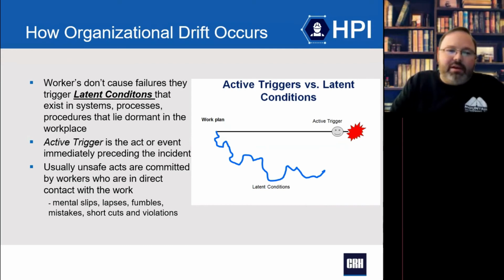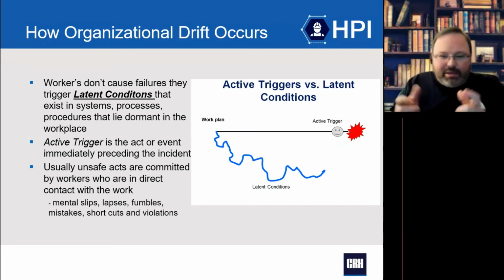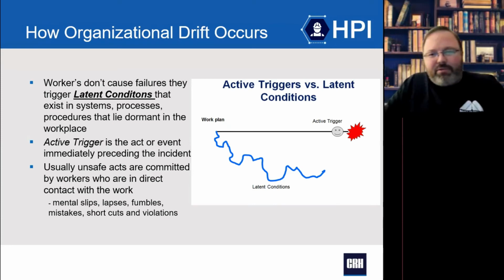Okay, usually unsafe acts are committed by workers who are in direct contact with the work. They have a mental slip or lapse, they're thinking about something else, or they're trying to multitask, they're taking a shortcut. Sometimes they're violations, or sometimes it's just a flat out mistake. Okay, and like we talked about with drift on the organization side, the work plan, the latent conditions, as that happens, we deviate from our procedures and processes. The latent conditions get us further away from the work plan, and then we end up with an incident.